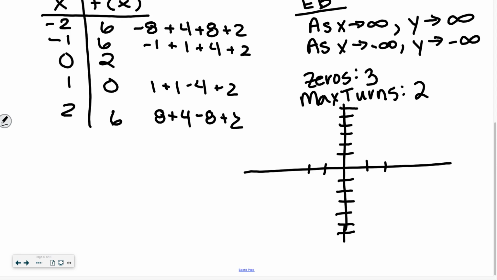I'm going to plot negative 2, 6. I'm going to plot negative 1, 6. I'm going to plot 0, 2. 1, 0, and 2, 6.